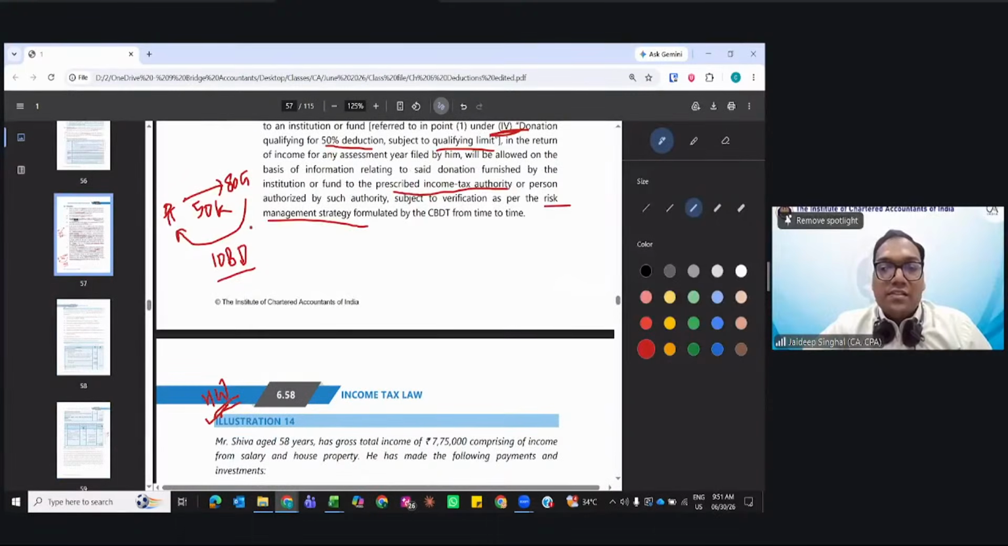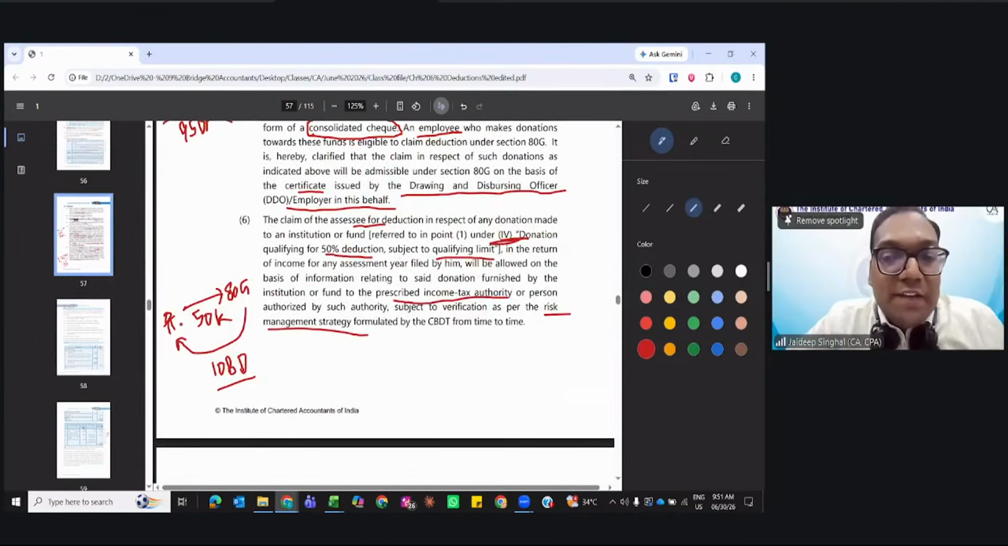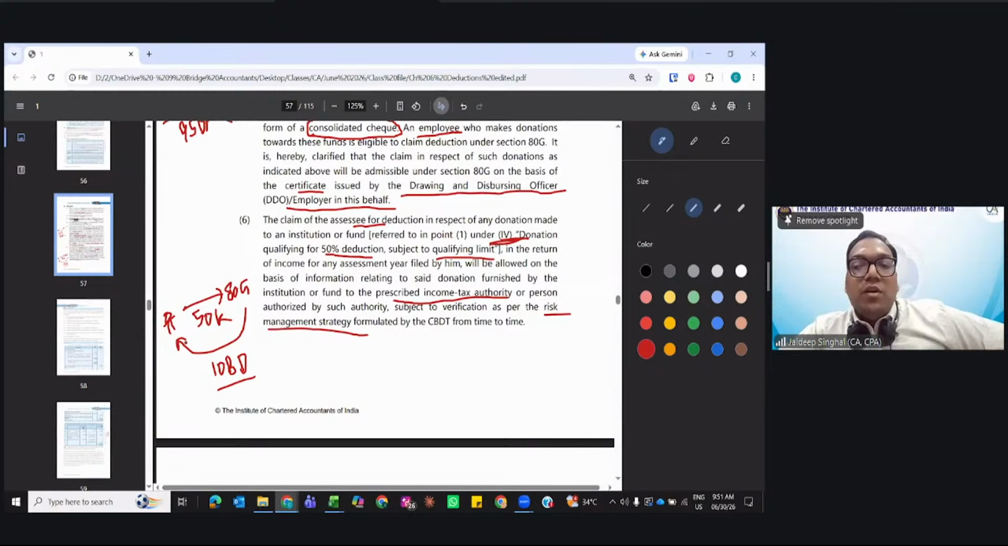Point number 6 is, see, what they are saying: if any person is giving donation, they get form 10BD. This is the prescribed form. Now they say this deduction is not automatic. If the CBDT wants, they can verify this deduction. You need to have all the documents in place. That is the simple meaning. The deduction in the return of income for an assessment year filed by him will be allowed on the basis of information relating to such donation furnished by the institution to the prescribed income tax authority. They file form 10BD to the income tax and they also give it to you. They match the forms, and only then the deduction is allowed.